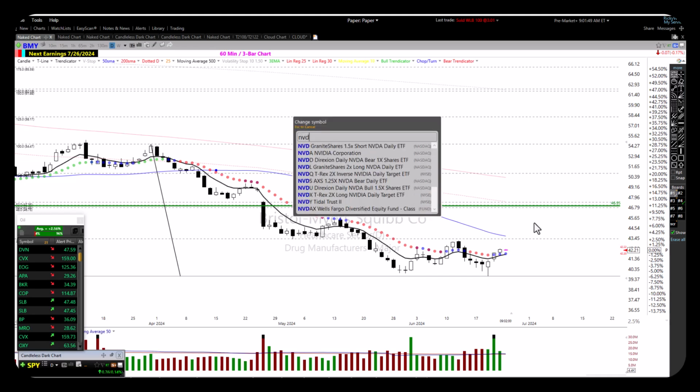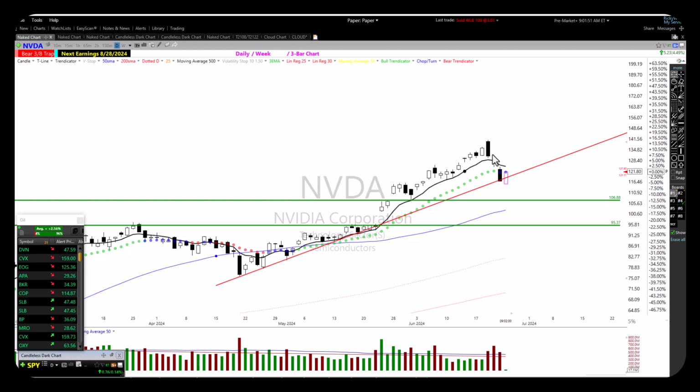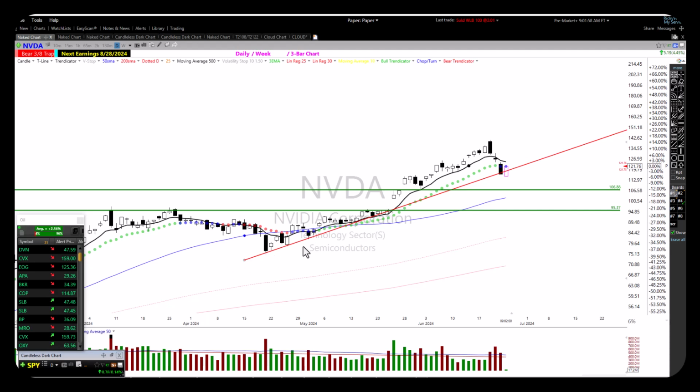Let's talk about NVIDIA real quick. So NVIDIA put in a bearish engulf up here. We had some follow through. It's pulled back. Just a simple trend line, and we're trying to lift up in here. So is NVIDIA ready to be bought again?